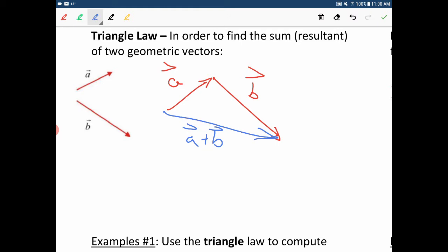It is worth mentioning that if you were to do it in the opposite order, it would not make a difference. So we could start with B and then have A, and now obviously my drawing's not perfect, but you can see the idea that this is exactly the same as that. So it doesn't matter what order you add them in.